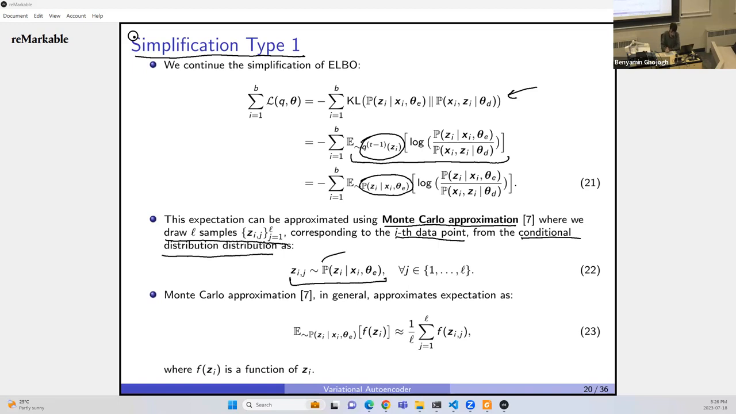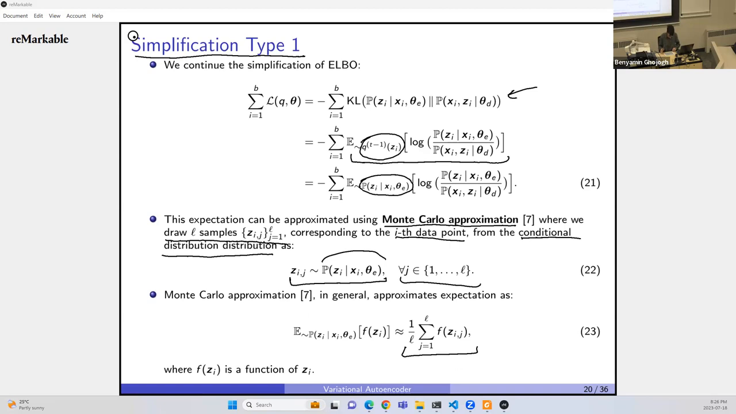So we have the probability of Zi given Xi and theta E, the encoder. We draw L samples, which I call Zij, each of which is p-dimensional. Then, with Monte Carlo approximation, we can approximate this expectation by this mean. For more information on Monte Carlo approximation, see my tutorial on sampling algorithms, from survey sampling to Monte Carlo methods.